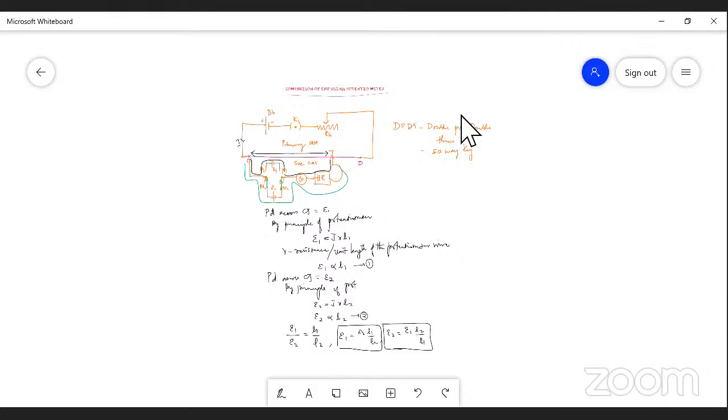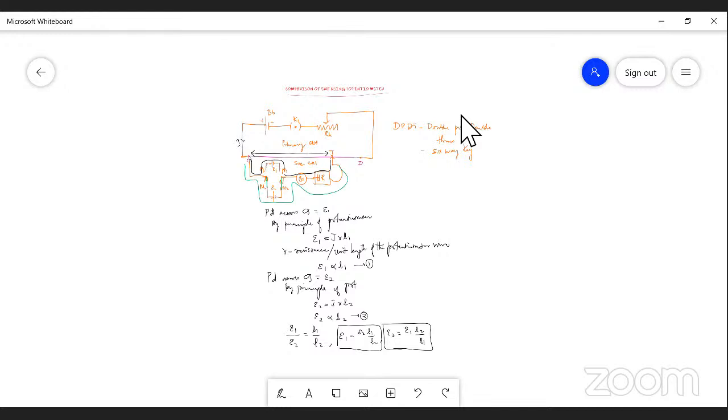The cell of EMF E1 is connected across the terminals M1, N1, and the cell of EMF E2 is connected across the terminals M2, N2. So this arrangement forms the secondary circuit. By including the cell of EMF E1, we are finding out the balancing length of the potentiometer wire, and then by the principle of potentiometer, we can write E1 is equal to IRL1, where R is the resistance per unit length of the potentiometer wire, and I is the current flowing through the primary circuit. So E1 is directly proportional to L1.